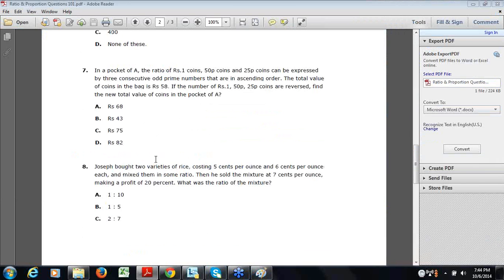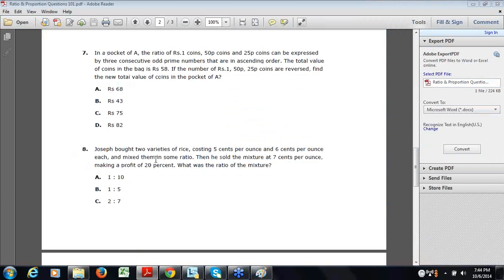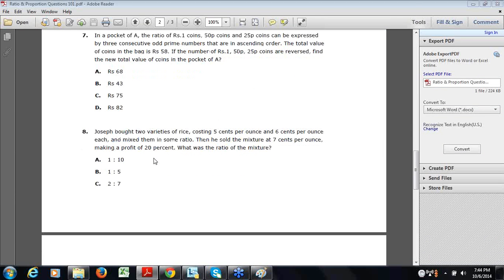Let us go to question number 7. What does question number 7 say? In a pocket of A, the ratio of 1 rupee coin, 50 paisa coin, 25 paisa coin can be expressed by 3 consecutive odd prime numbers. This should ring your bell directly.